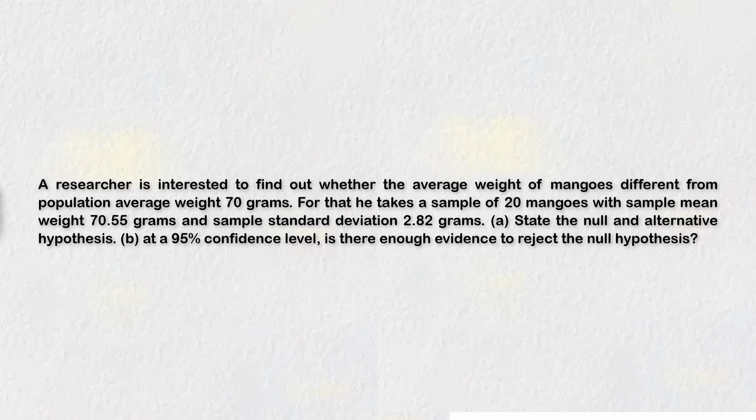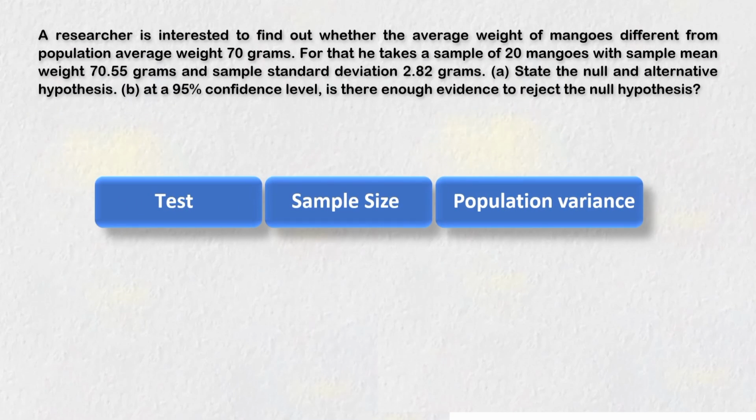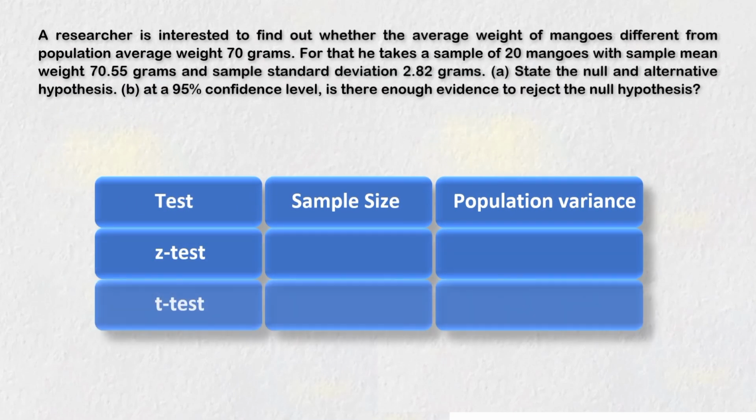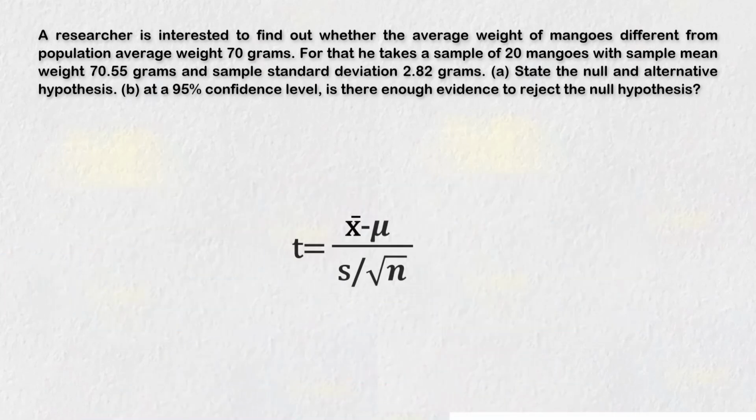To test hypothesis about mean, we have two tests, Z-test and T-test. When sample size is greater than 30 and population variance is known, then we use Z-test. And when sample size is less than 30 and population variance is unknown, then we use T-test. For this case, sample size is 20, which is less than 30, and population variance is unknown. So, we will use T-test.